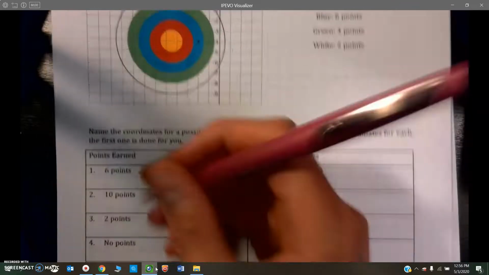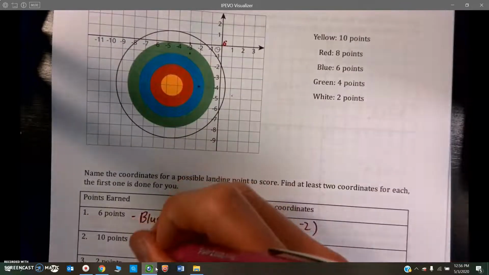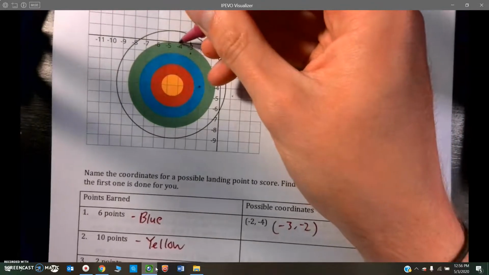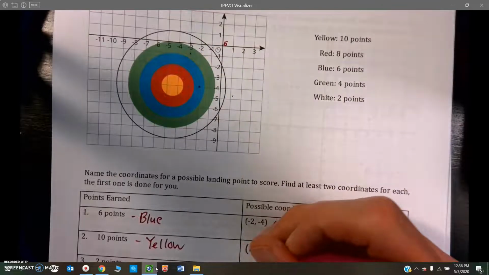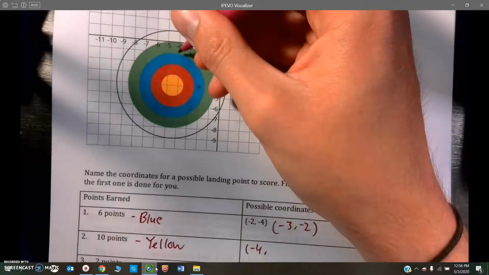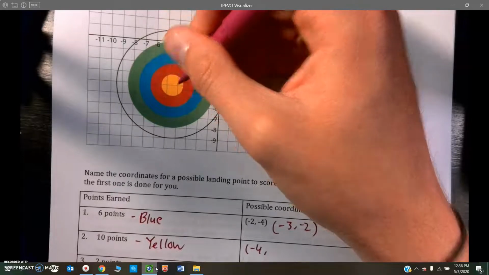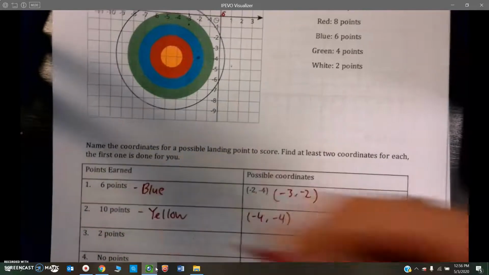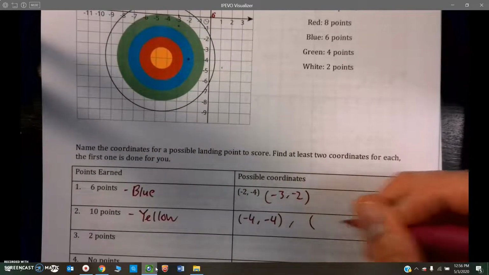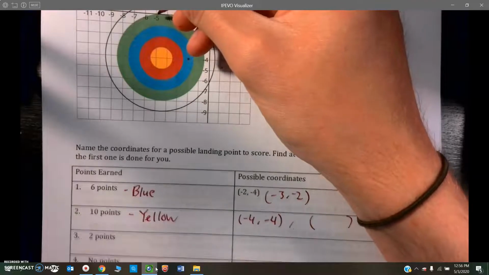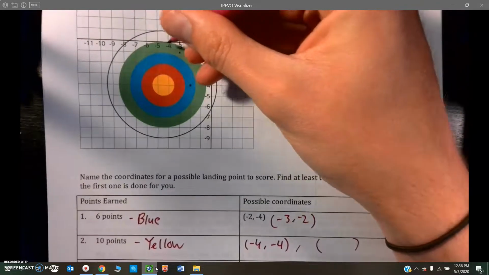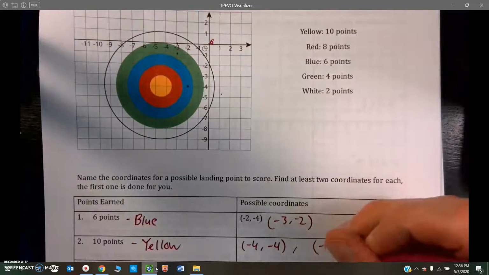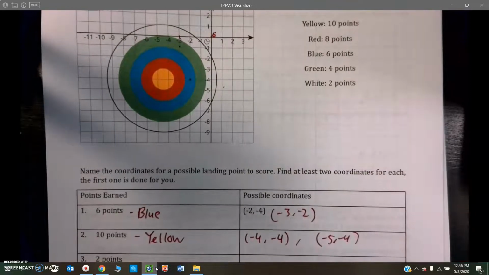All right, so 10 is yellow. Again, I can see that I have to go back to, say, -4. Okay, so I'm going to put -4. And then I go down -1, -2, -3, -4. So -4, -4 would get me yellow, land on yellow for 10 points. Another coordinate pair I could do would be -5. So back -1, -2, -3, -4, -5. And then down -1, -2, -3, -4. So -5, -4 would also get me in yellow.